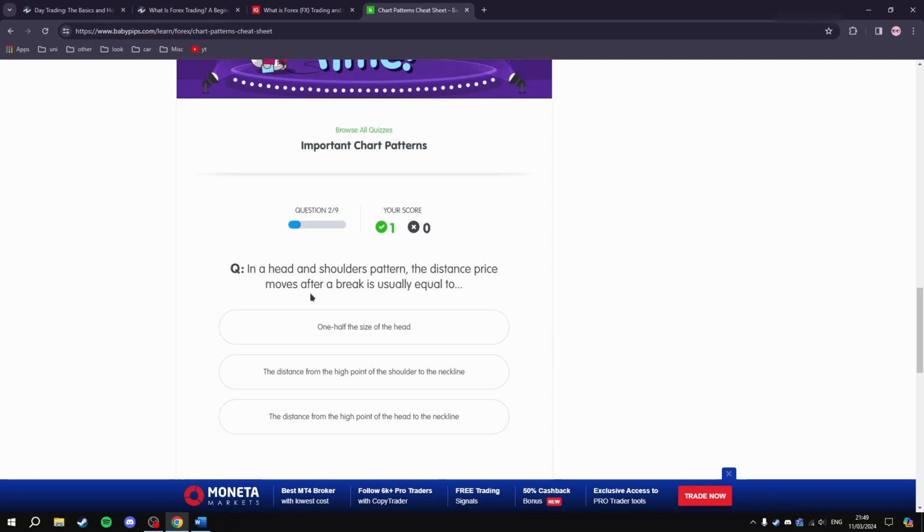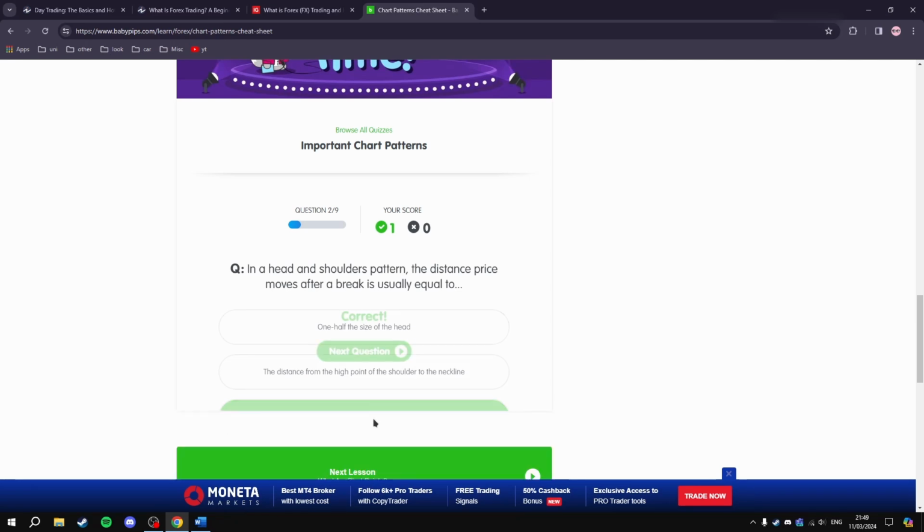In the head and shoulders pattern, so that's the one that looks like that, the distance price moves after a break is usually equal to the distance from the high point of the head to the neckline. It's the head, isn't it? Yeah.